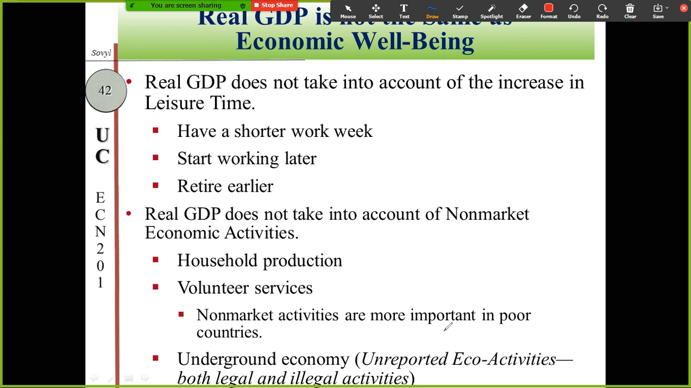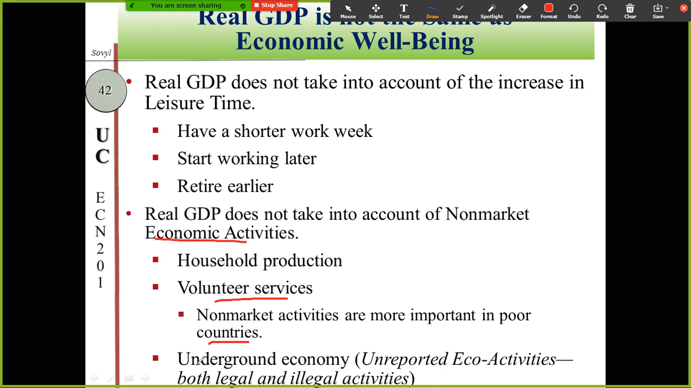Non-market activities are more important in poor countries. It means volunteer services are more important in poor countries because a poor country has less money to pay. That's why they need staff who work for free. So most poor countries welcome people who work as volunteers, including local people or people from rich countries. Okay.